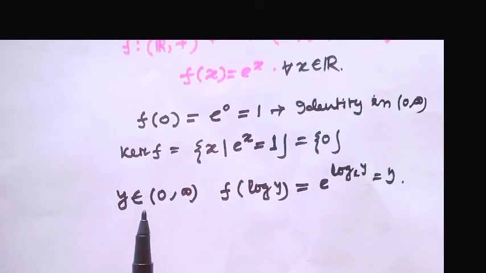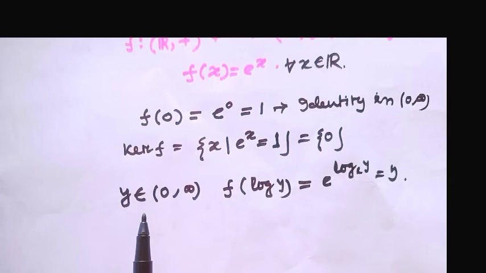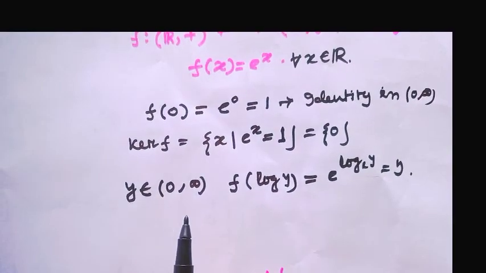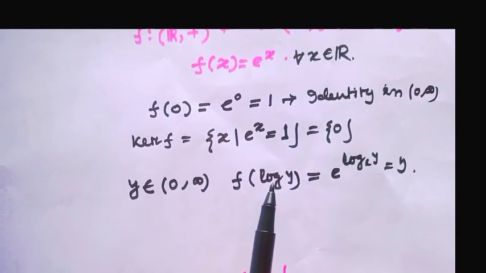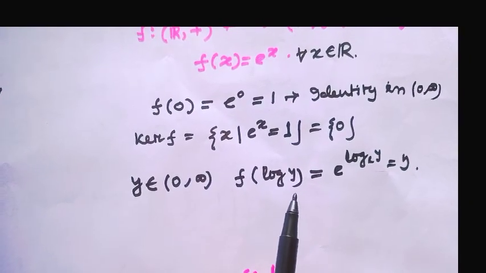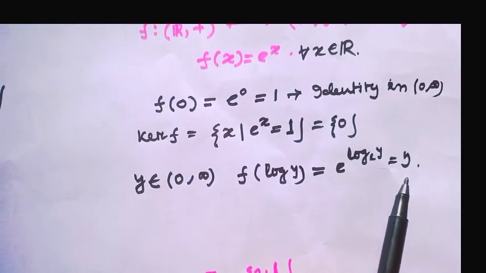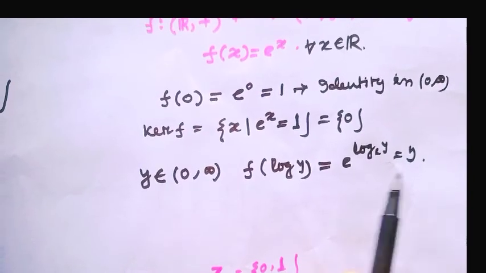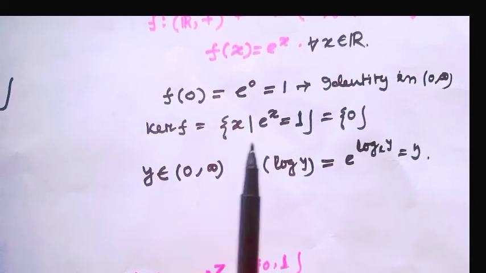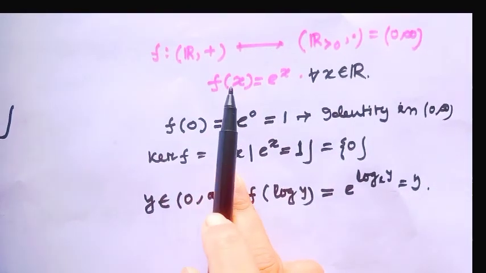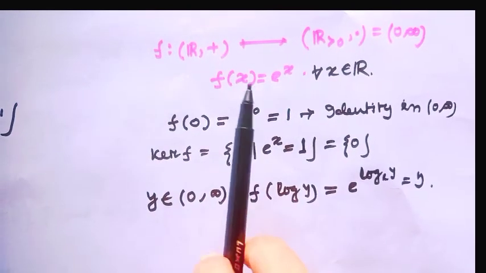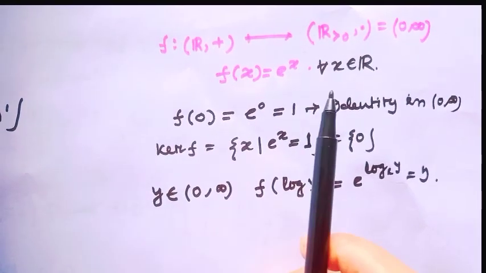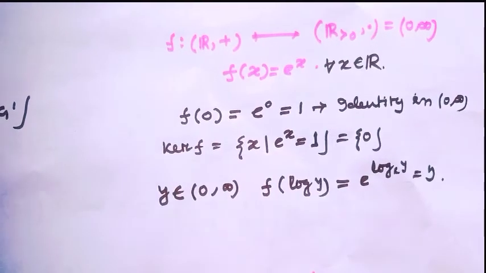Now let's see, is this function onto? Take any positive real number y. Then what would be f of log y? f of log y equal to e to the power log y, which is always y. So this function is always onto. So this mapping is an isomorphism. That means the set of all real numbers under addition is isomorphic to the set of positive real numbers under multiplication.